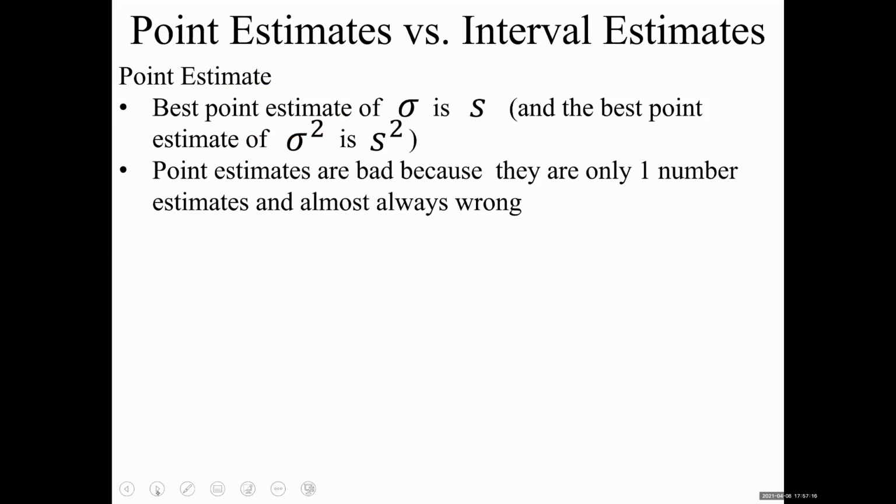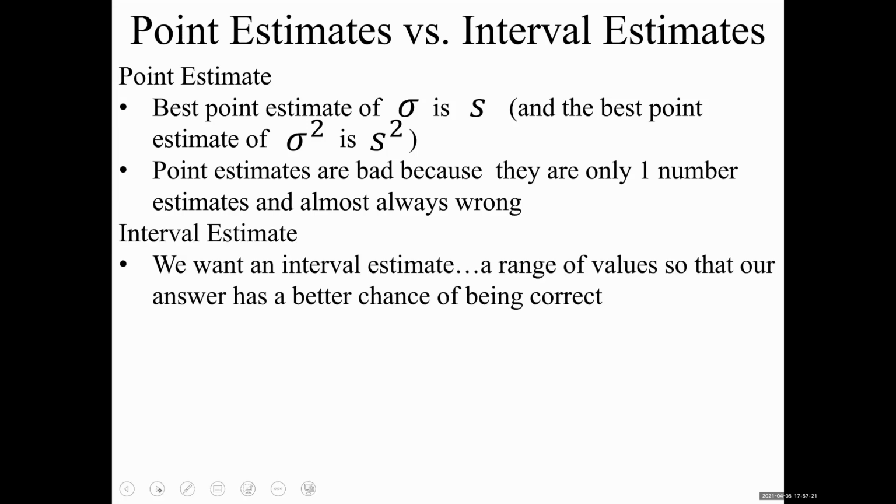But we don't like point estimates because they're almost always wrong. So what do we want instead of a point estimate? We want an interval estimate. We want a range of values so that we have a higher chance of having the correct answer. So instead of saying, I think sigma is 1.7, just the one number 1.7, and you're done talking, instead we're going to say, I think sigma is between these two numbers.